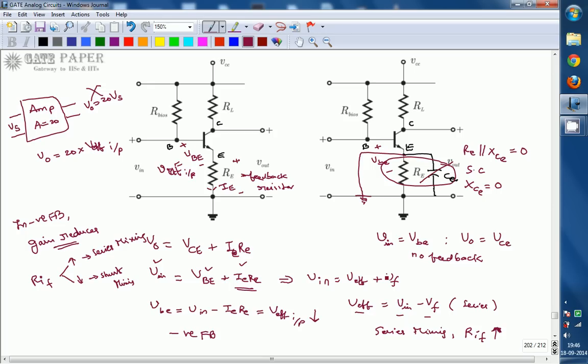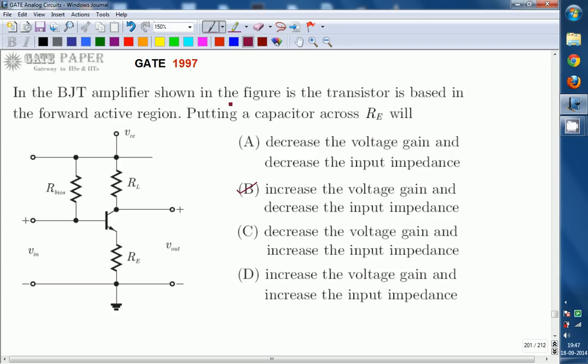Whenever there is no feedback, compared to feedback, gain increases and input impedance reduces. Because by using negative feedback, gain reduces and input impedance with feedback increases. So the opposite takes place if you remove the feedback. So gain increases, RI reduces. So the right answer is B for this problem, which increases the voltage gain and decreases the input impedance. Thank you.